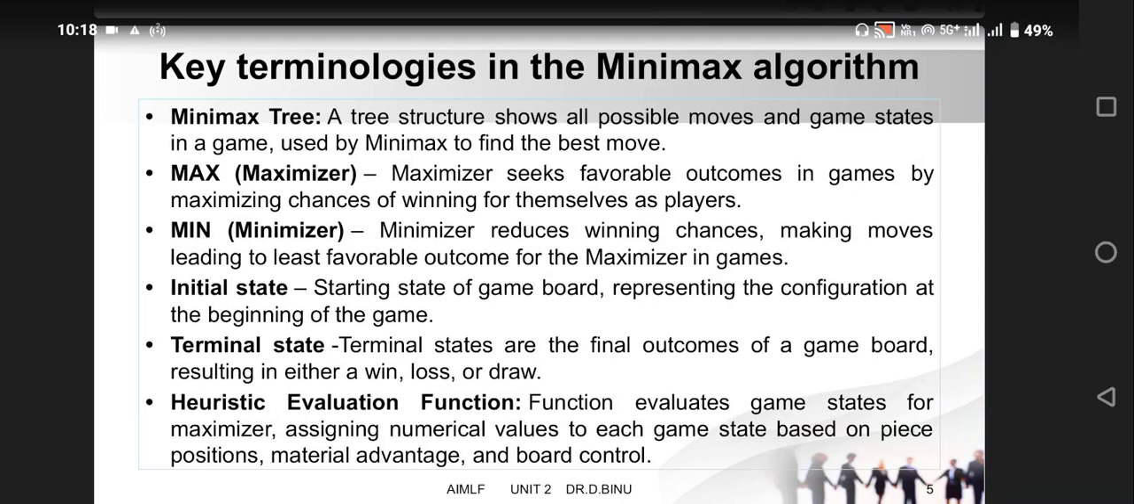Initial state, the starting state of the game board representing the configuration at the beginning of the game. Terminal state, terminal states are the final outcomes of a game board resulting in either win, loss or draw. Heuristic evaluation function evaluates game states for the maximizer, assigning numerical values to each game state based on piece position, material advantage, and board control.